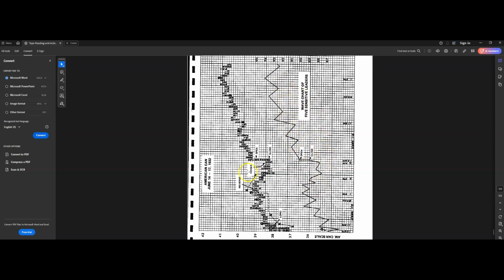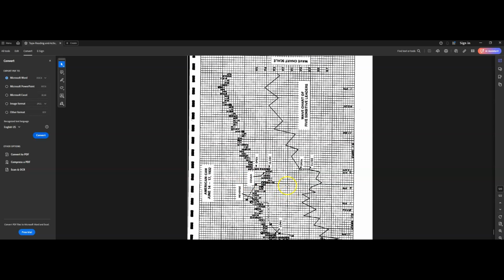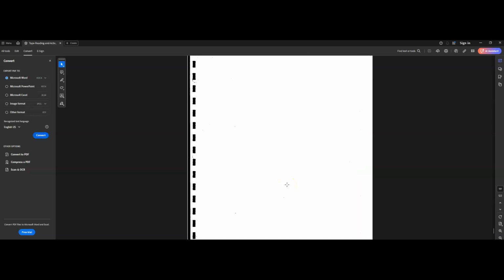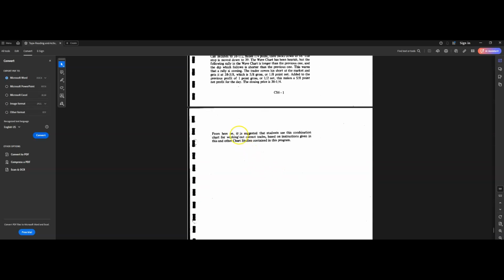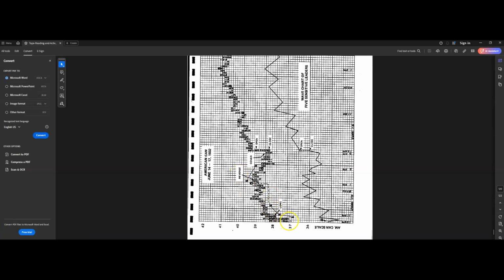So the tape reading approach that Wyckoff used: from here on, it is suggested that students use this combination chart for working out correct trades. What is the combination? This is the combination. All right, so this is the combination of wave chart with the tape reading chart, which is what you need.